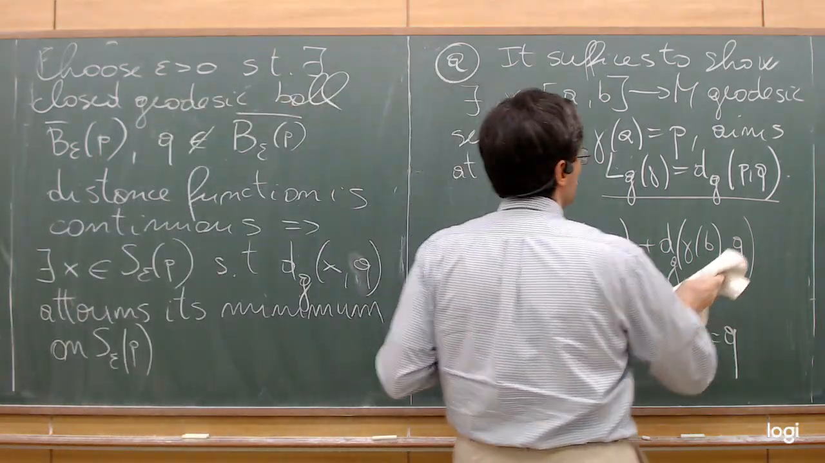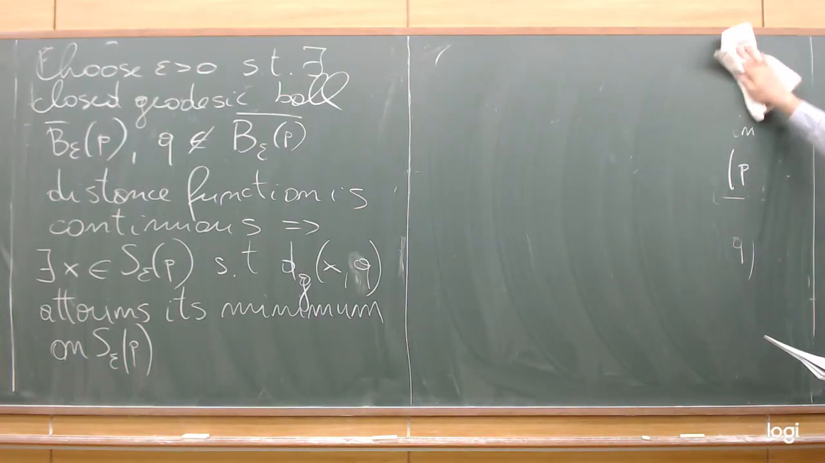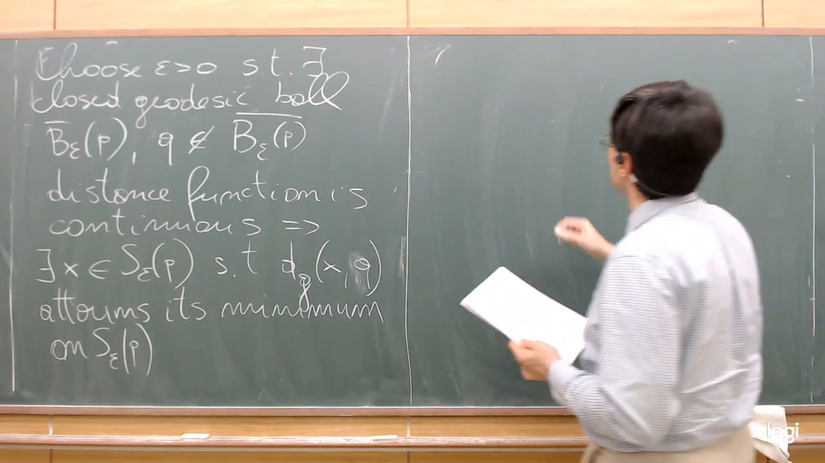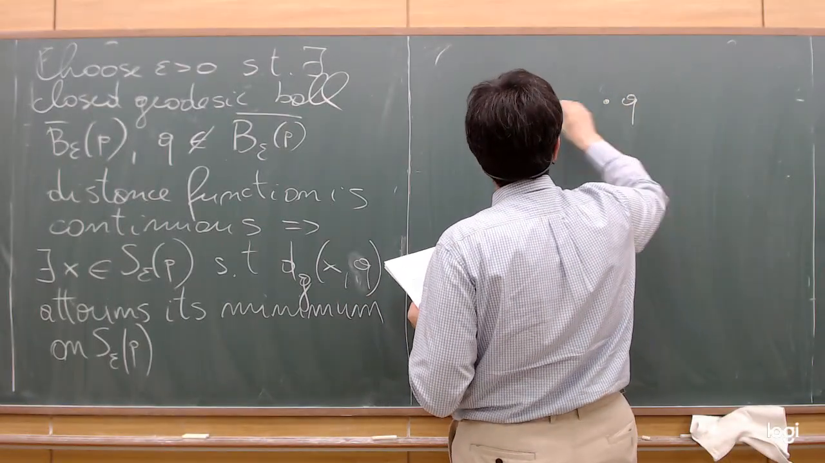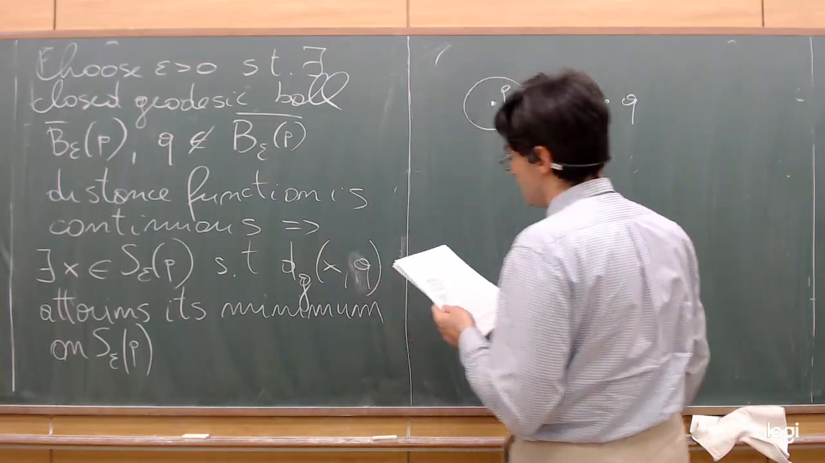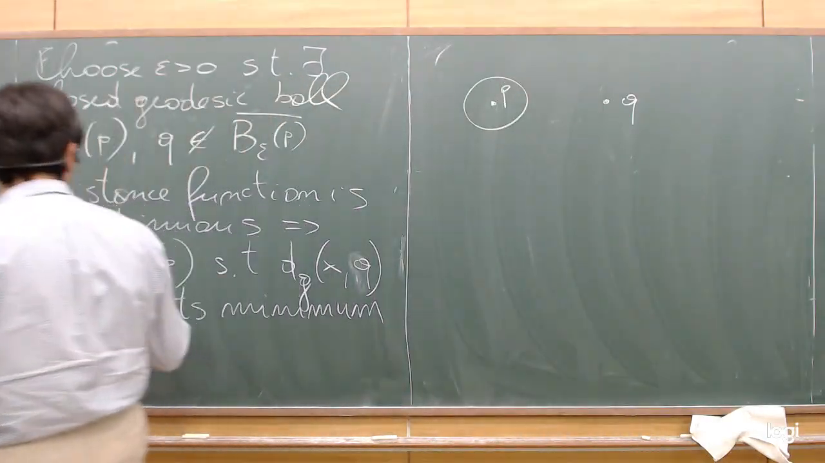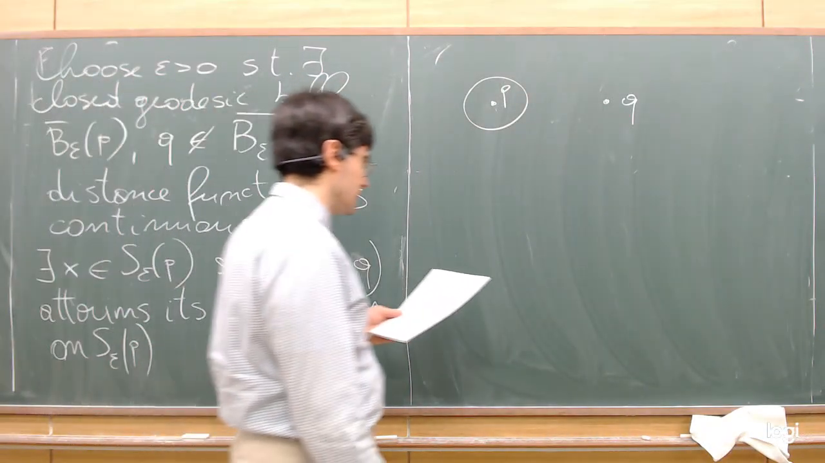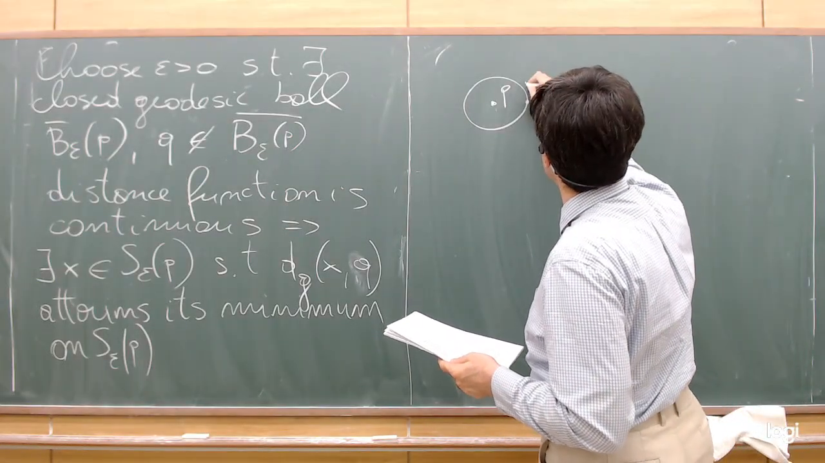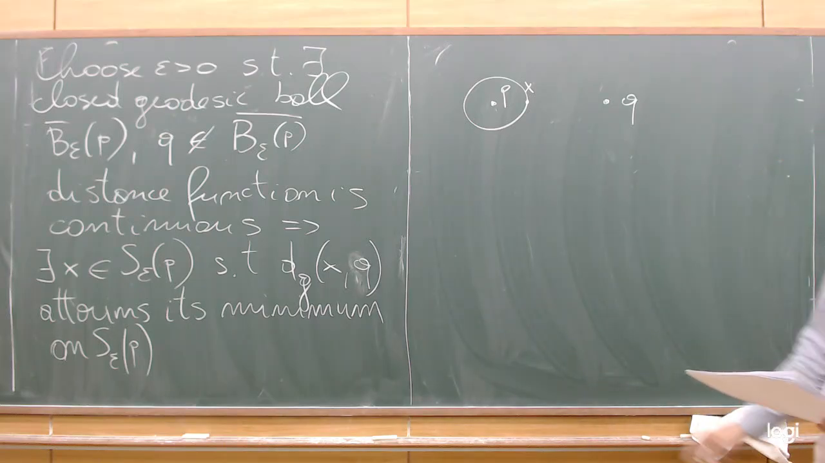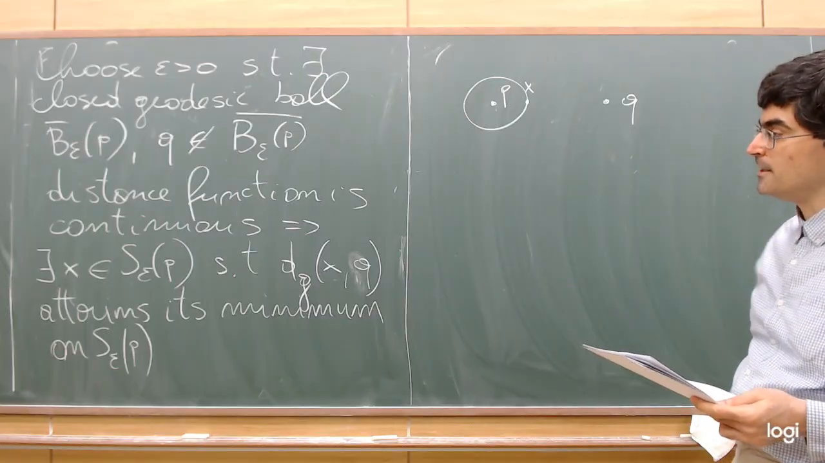So if you want to make a picture to understand this fact, this is P, this is Q, this is the geodesic sphere S_epsilon(P). What I'm doing here is that there exists a point X such that the distance between X and Q is a minimum.